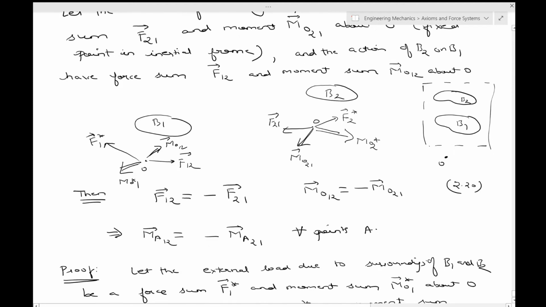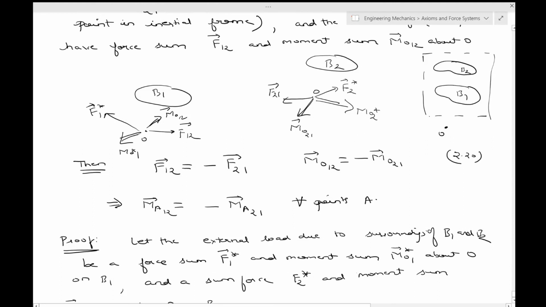Okay, so I think this diagram and this diagram is clear. It shows the forces by the surroundings on B1 and B2 and also due to the other body. For example, F2 star is the force on body 2 due to surroundings. MO2 is the moment sum on 2 due to surroundings. F21 is the force sum on 2 due to 1, and MO21 is the moment sum on 2 due to body 1, this one. Okay, so that part is all clear.